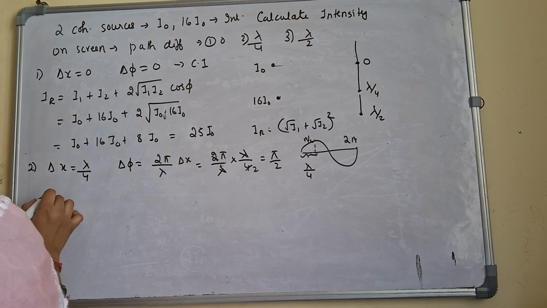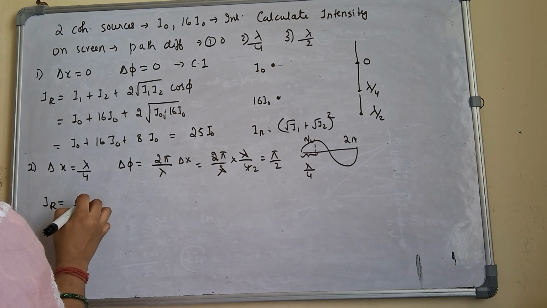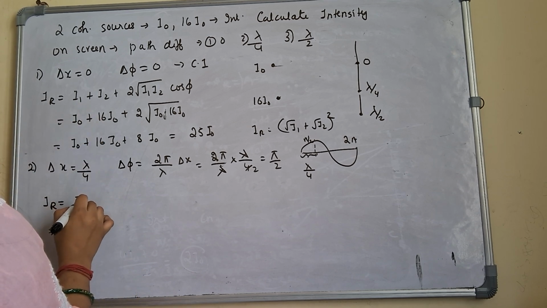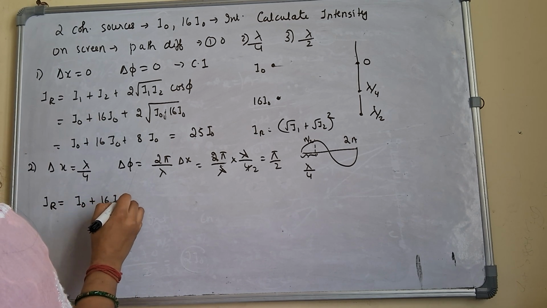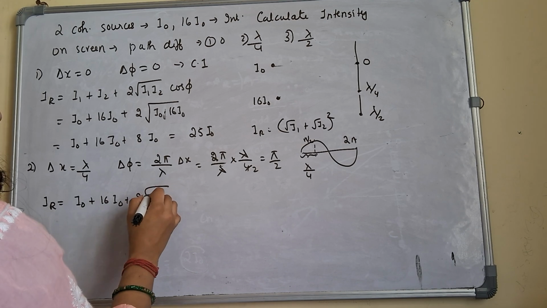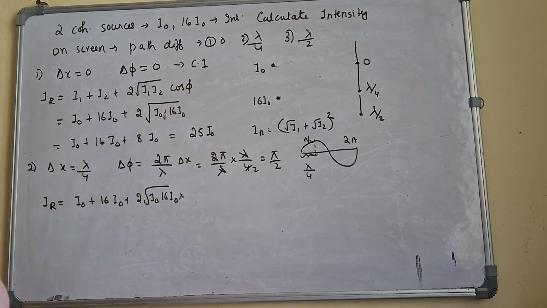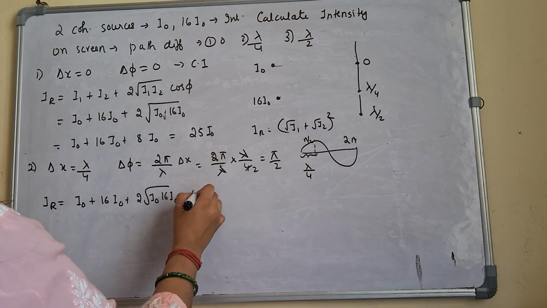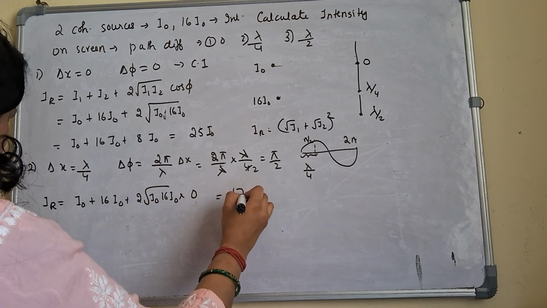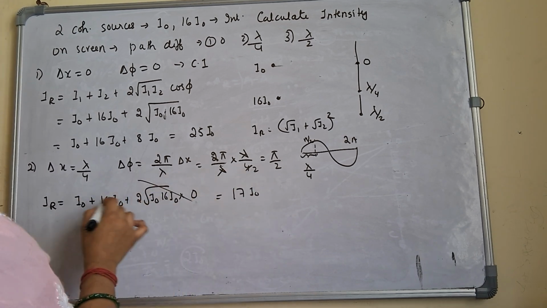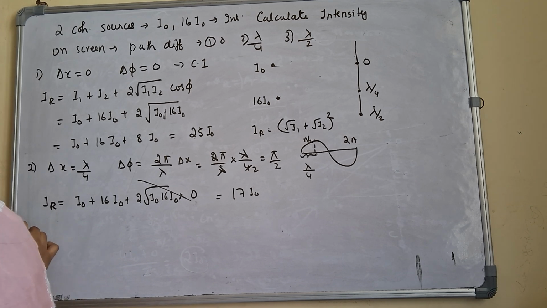So let us now find the intensity of the resultant wave. What is your I1? I0 plus 16 I0 plus 2 into I0 into 16 I0 into cos pi by 2. What is cos pi by 2? It is cos 90, so this is gone. So it is 17 I0. Okay, so this is gone, 17 I0. It should be lesser than the maximum.